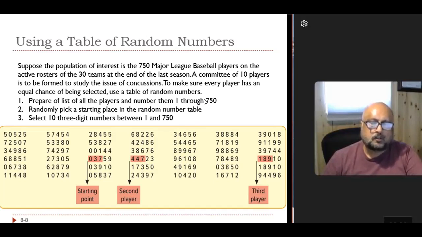784. This is also bigger than 750. So we discard that also, and we go to the next one. 189. And that is okay. That falls within this range. So we can assign this to the third player. We can continue like this until we have 10 of these 3-digit numbers selected, and we can assign them to 10 players in the sample. And this is an example of random sampling, simple random sampling.